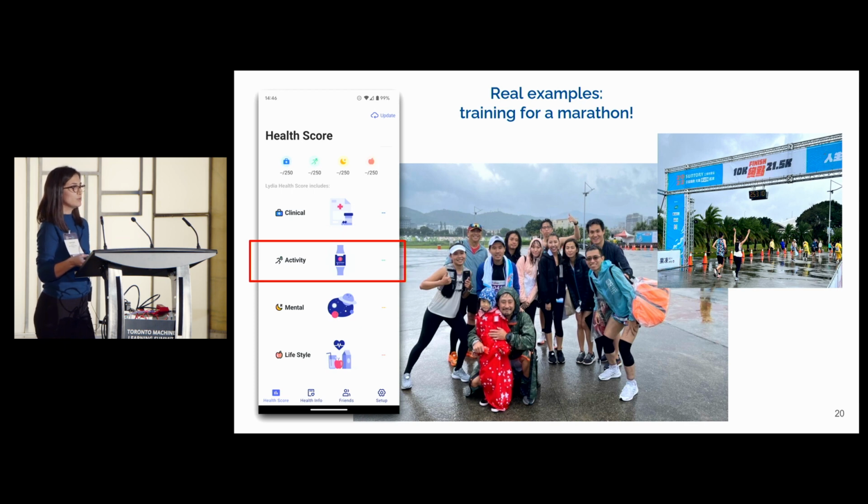And we were able to analyze their data and their score while they were training for the marathon. And by the way, here is a picture of them after finishing the marathon.